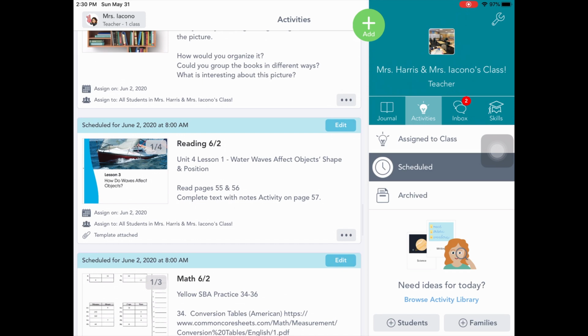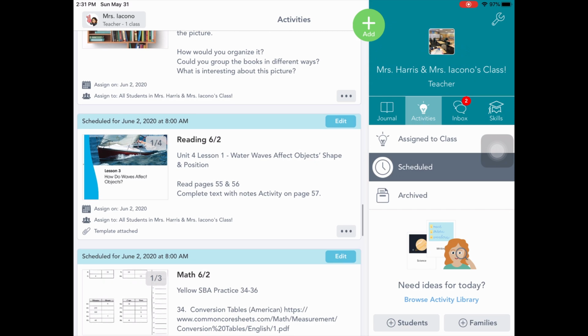And here's our reading. We're going to read Unit 4, Lesson 3, water waves affecting object shape and position. We're going to read pages 55 and 56, complete the text with notes activity on 57, and I'll go over that later.